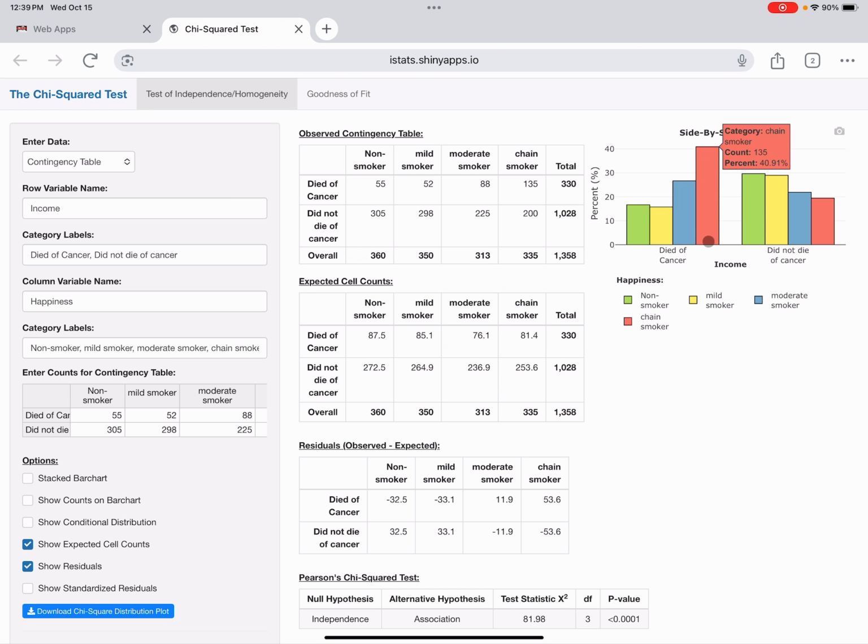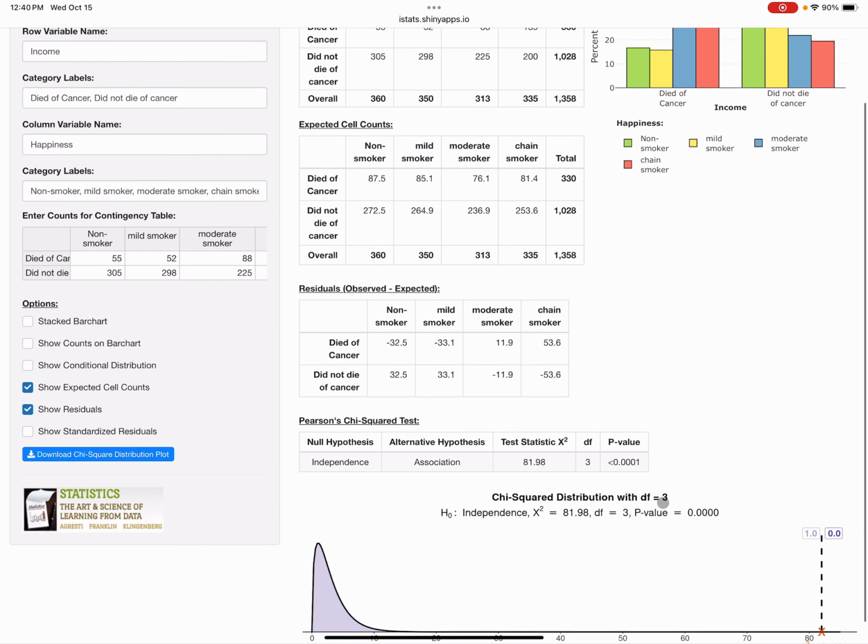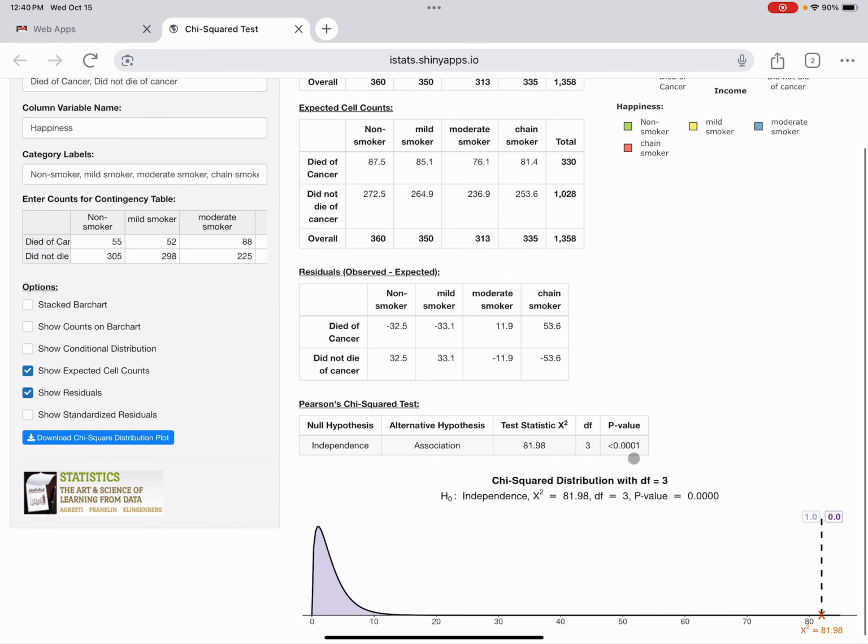Looking at these bar charts, I think this is interesting. Green is non-smoker, yellow mild smoker, blue is moderate smoker, and red is chain smoker. And you can just see how the proportions increase as your smoking habits increase as well. So anyway, very small p-value here. It's saying less than 0.0001. Here it just says 0. The reason it's saying that is just because the p-value is so small that there aren't enough digits to store it. Whatever it is, it's less than 0.0001.